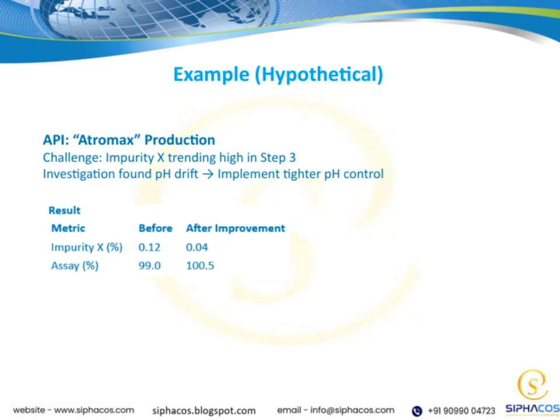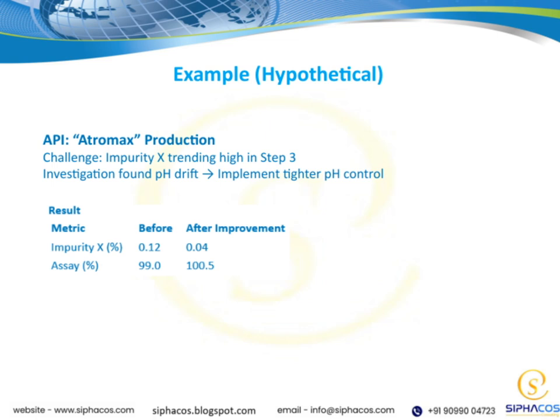Our investigation revealed that the root cause was pH drift during the step. This is a common issue that can significantly impact impurity formation. To tackle this, we implemented a tighter pH control strategy. Ensuring more precise pH management helped us reduce the impurity levels and stabilize the process.